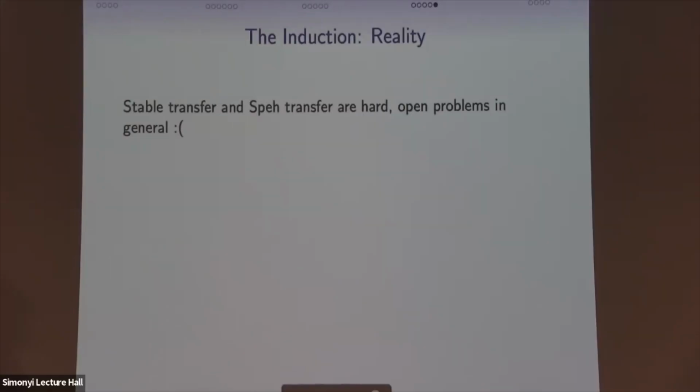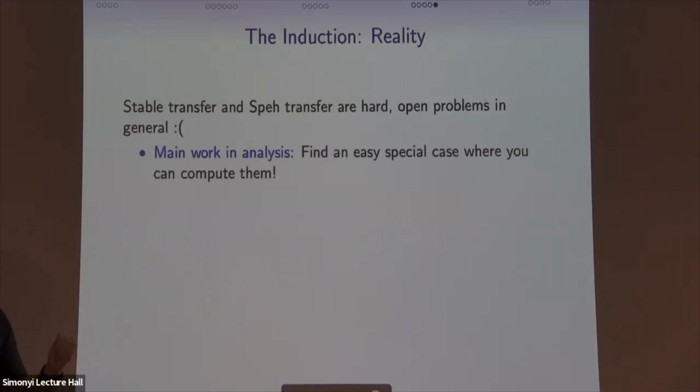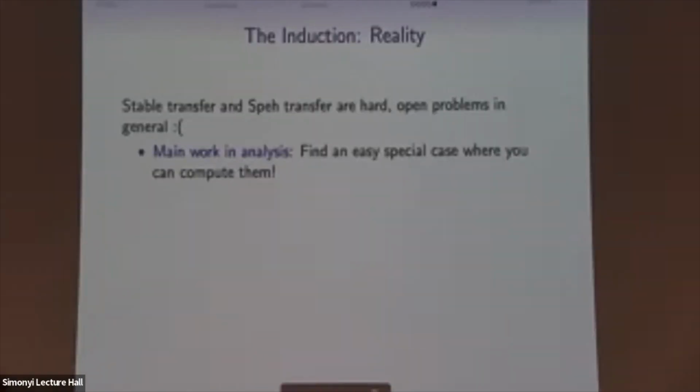Okay, thanks. So yeah, these are hard open problems in general. So basically the main work in the analysis is literally just to find an easy special case where we can compute these. And that's where all the restrictions in the theorem come from: why we're looking at unitary groups, why we're only working at split level, why we want things to be unramified and everything like that. That's just so we're in an easy case where we can compute all these transfers.